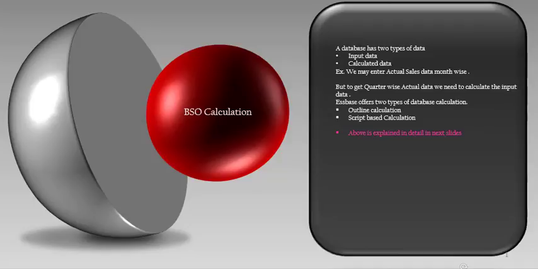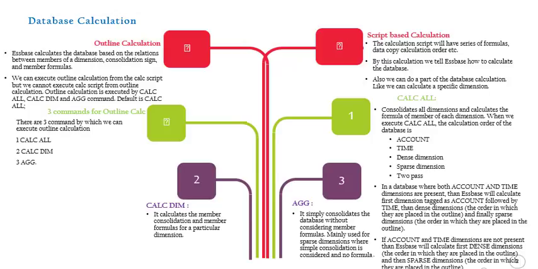Essbase offers two types of database calculation. First, outline calculation. Second, script-based calculation. In the outline calculation, Essbase calculates the database based on the relations between members of a dimension, consolidation sign, and member formulas. We can execute outline calculation from the calc script, but we cannot execute calc script from outline.